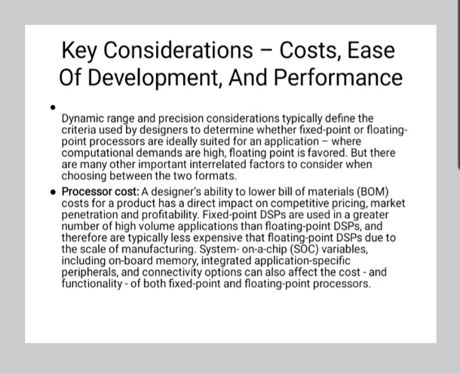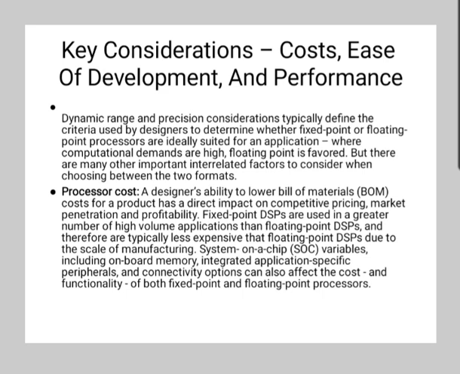Then the key considerations: there are some key considerations like cost, ease of development and performance. The dynamic range and precision considerations typically define the criteria which are used by the designer to determine whether a fixed point or floating point processor is ideally suited for an application. So first is the processor cost. A designer's ability to lower the bill of material cost for the product has a direct impact on competitive pricing, the market penetration and the profitability.